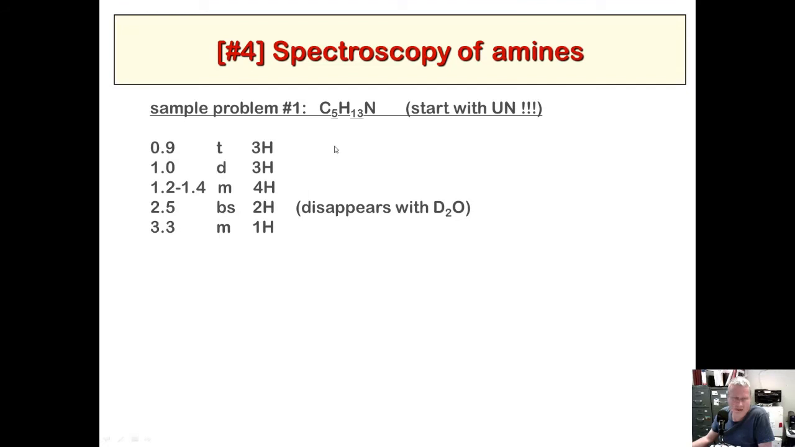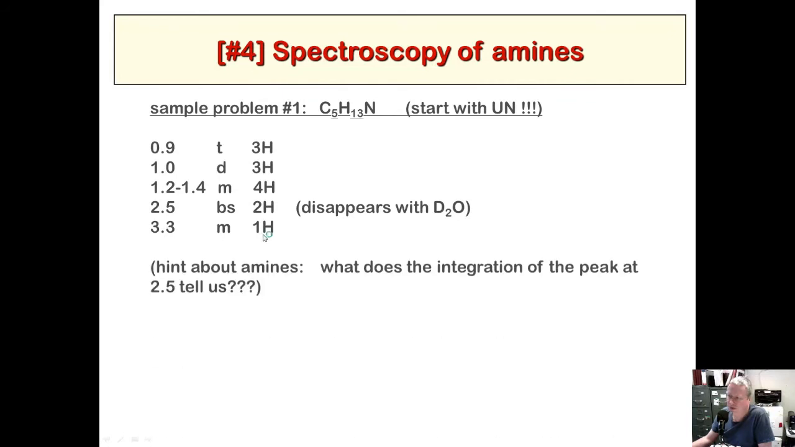And you can try these problems. See if you can get them. C5H13N. Start with the UN. Make sure you can calculate the UN. And then we see the broad singlet of 2H. Is that a primary, secondary, or tertiary amine? Probably going to be a primary amine, right? It's going to be NH2. And then where's the amine connected? Probably the downfield signal at 3.3, right? It's a CH. See if you can calculate this.